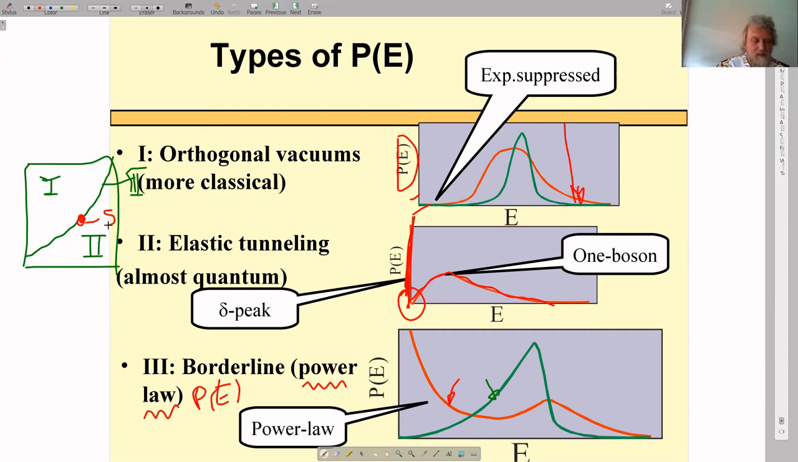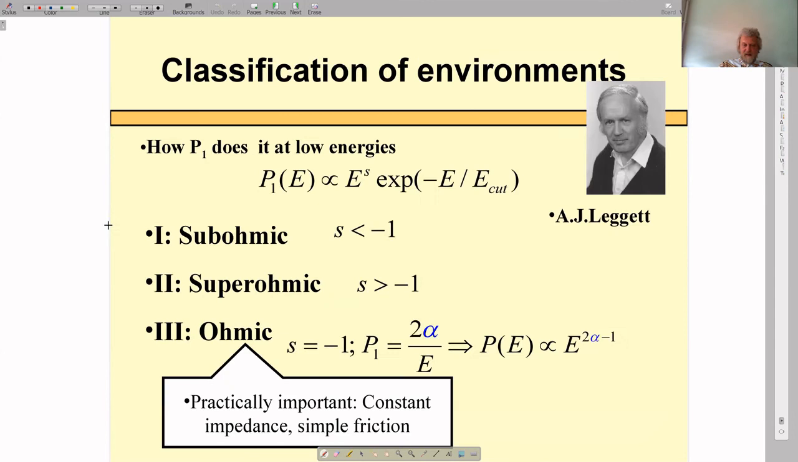Good. So there are different types of P of E, and that leads us to two classes, at least in a mathematical sense. It gives us inspiration to learn the classification of environments, which has been suggested by Tony Leggett, Anthony, who got the Nobel Prize. He should have gotten the Nobel Prize for this, but he got it for something else. So the beginning, the basis of the classification is to figure out how one boson probability behaves at low energies. And there's a parameter, this exponent S.